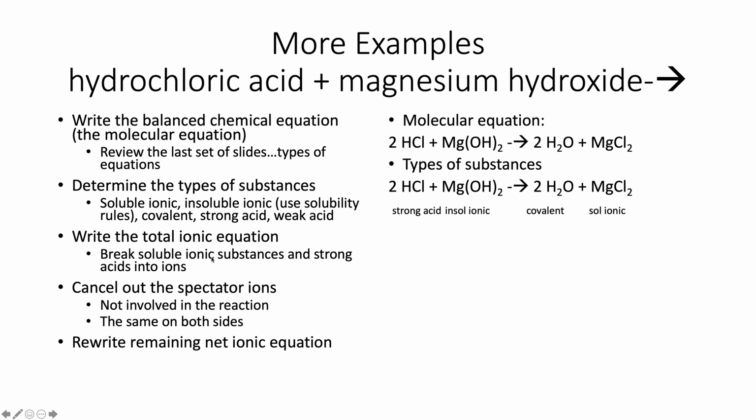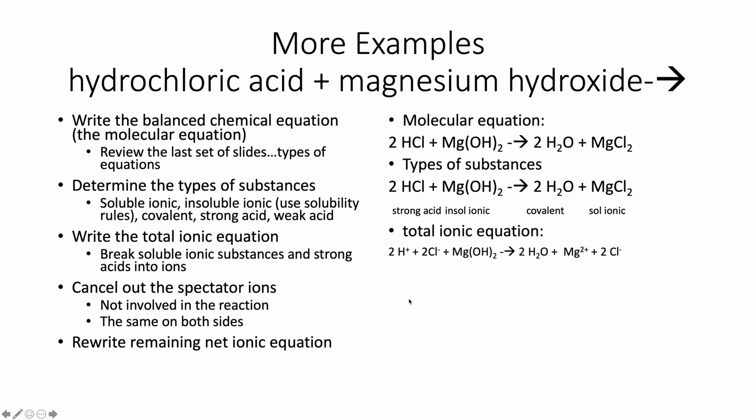Remember, we break the soluble ionic substances, which would be the magnesium chloride, and strong acids, the hydrochloric acid, into ions. Everything else we leave alone. I'll give you a minute. All right, so the total ionic equation is going to look like this. So the strong acid is broken into ions. The insoluble we left alone. The covalent we leave alone. And the soluble ionic break into ions.